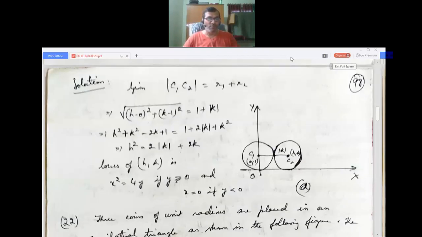is equal to the sum of the radii. The distance between the centers will be equal to the sum of the radii, that is being written here. C1C2 is equal to R1 plus R2. Here also you can see C1C2 is equal to R1 plus R2. Now one circle, the center is (0, 1), very clear as it is given in the equation.